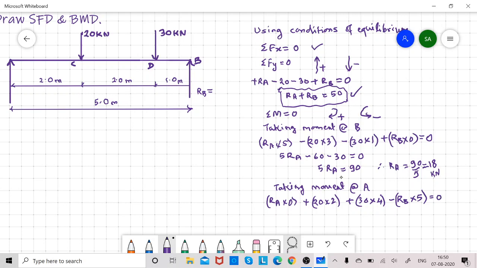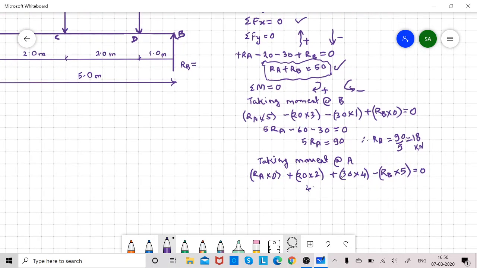This must be equal to 0, so 40 plus 120 is equal to 5 RB. So RB equals 160 divided by 5, that is 32 kilonewton.